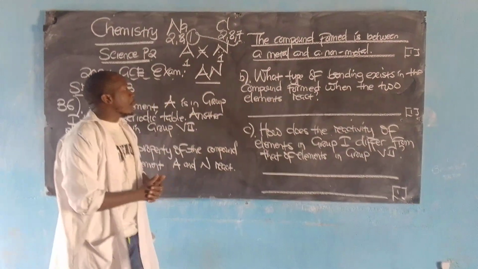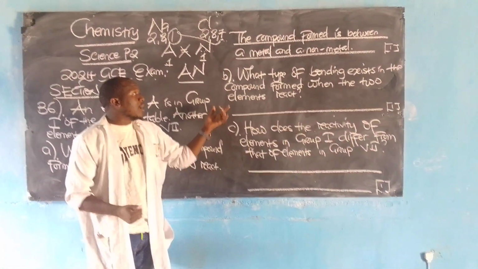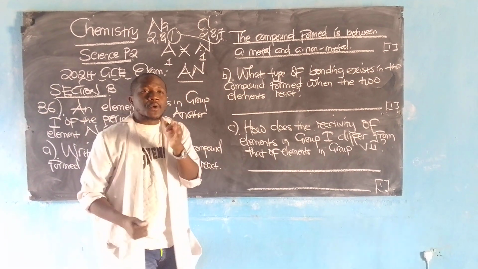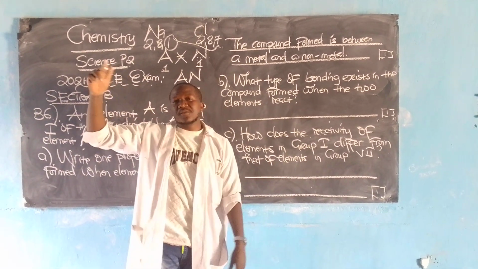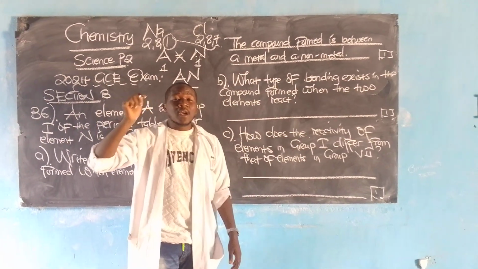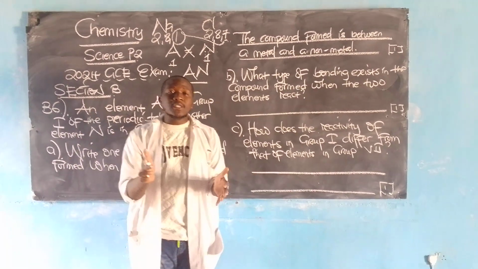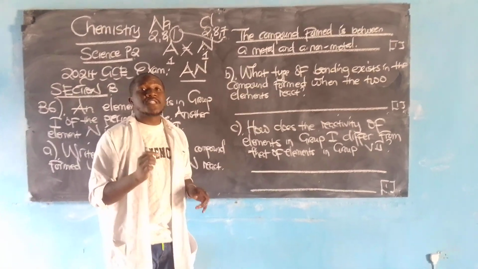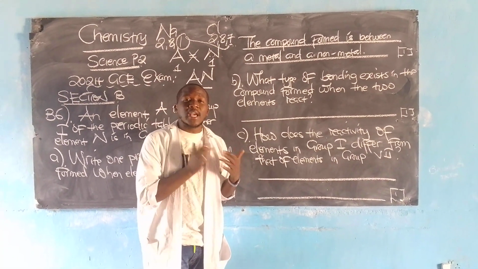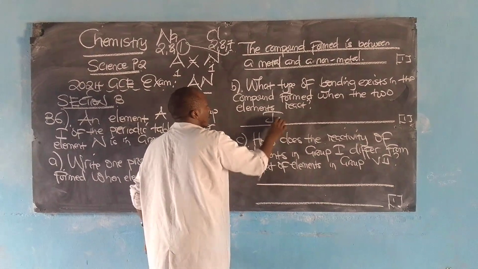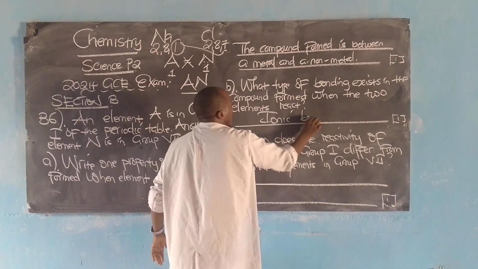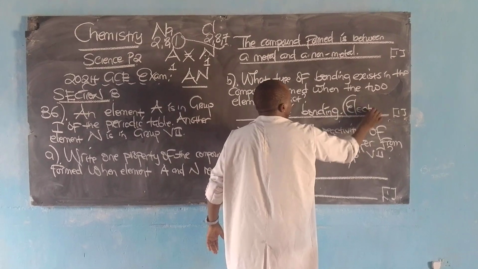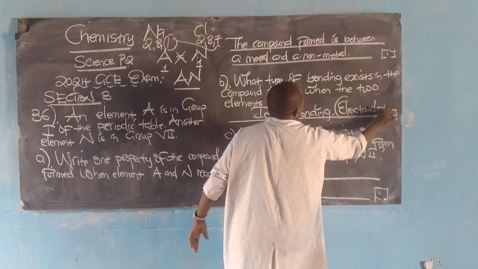B. What type of bonding exists in the compound formed when the two elements react? So group 1, group 2, group 3, when they react with elements from as high as group 5, group 6, group 7, the type of bonding that's going to be experienced is called ionic bonding, which involves transfer of electrons from one element to another. So here we're going to say ionic bonding. So this sometimes is also known as electrovalent bonding.